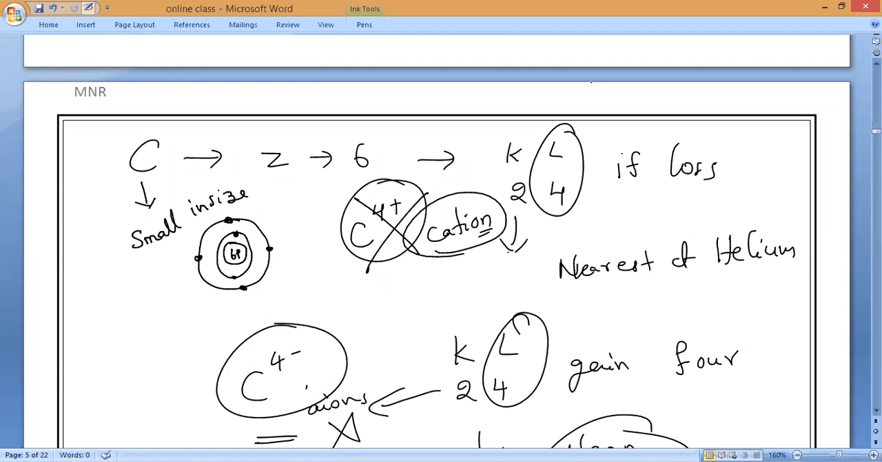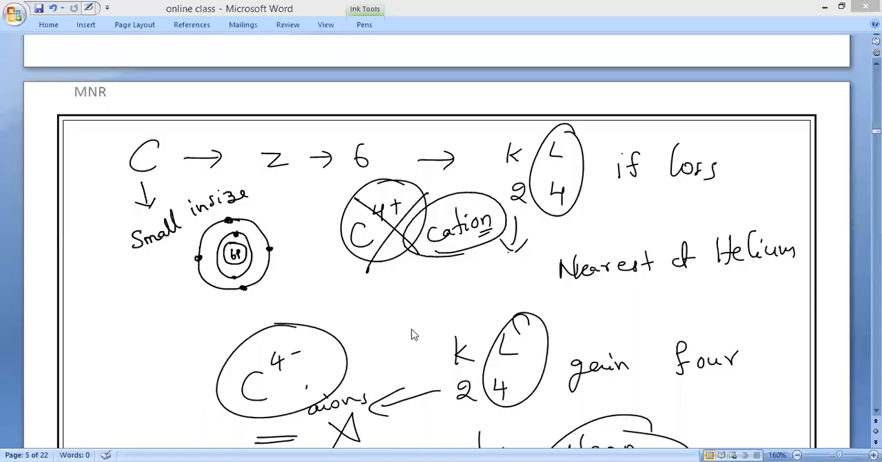Are you clear, all of you? So that is why, instead of donating or receiving, it will always go with the sharing of electrons.